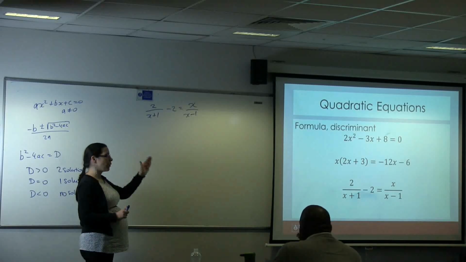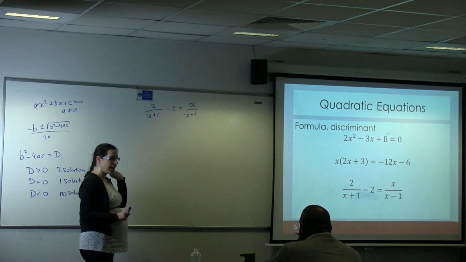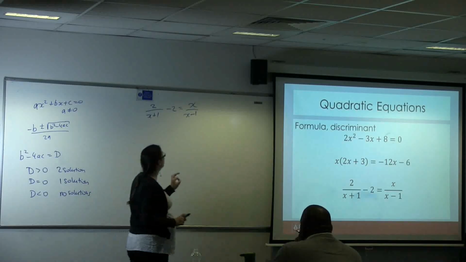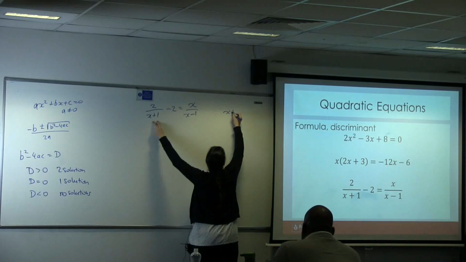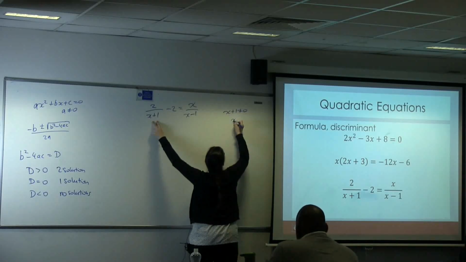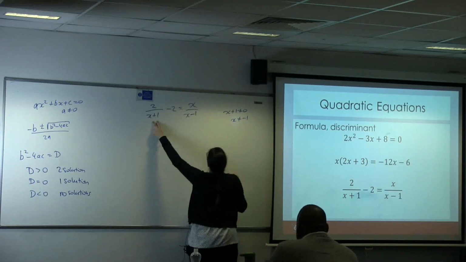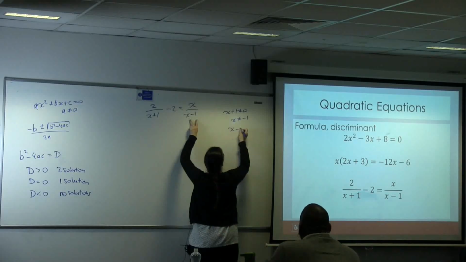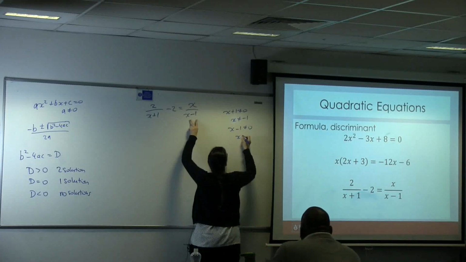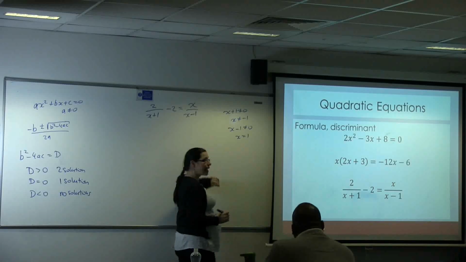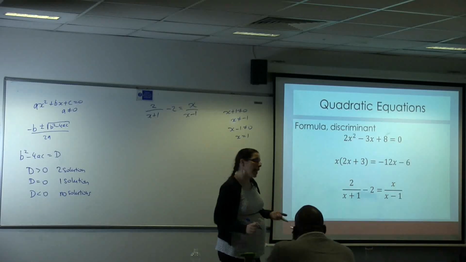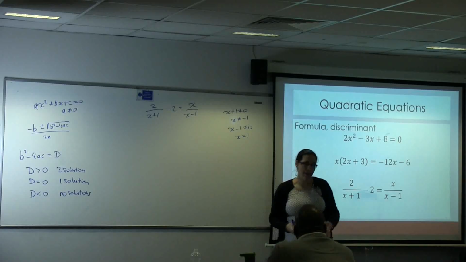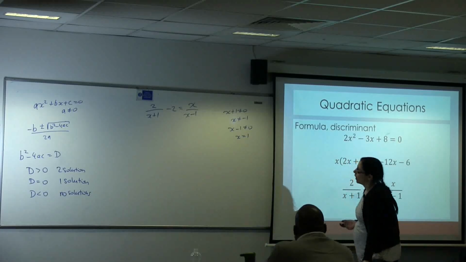So neither of the denominators can be 0 because we are not allowed to divide by 0. So that tells me that from this denominator, x plus 1 cannot be 0, so x cannot be negative 1. And x minus 1 cannot be 0, so x cannot be positive 1 either. So I've got 2 restrictions on my x, what values my x can take as possible solutions.